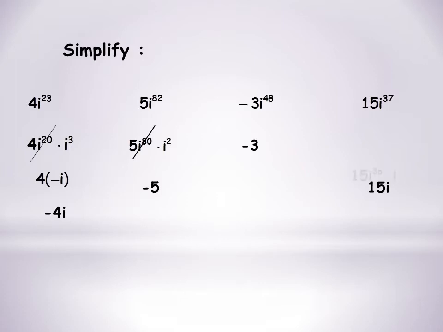And 15i to the 37, I can write that as i to the 36 times i. i to the 36 is a multiple of 4. I can cross it out, so this will just be 15i. I'm going to stop there for today, and we will continue in the next video.